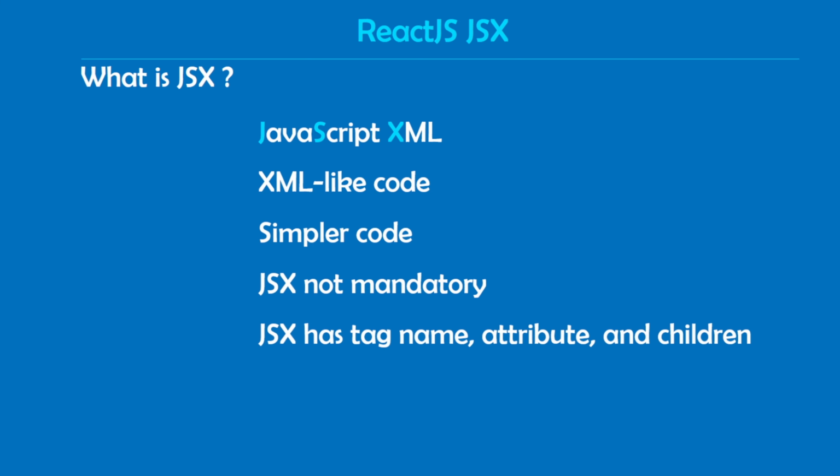JSX has tag name, attribute and children. Just like XML, JSX also has the tag name, attribute and children as well.